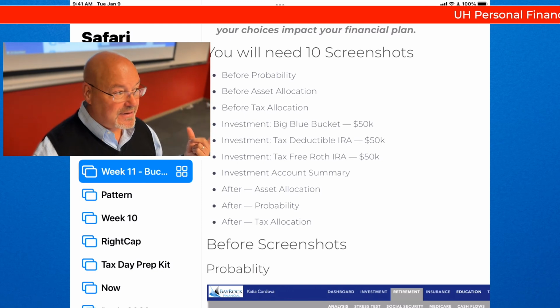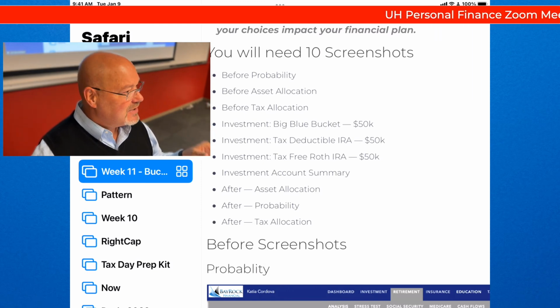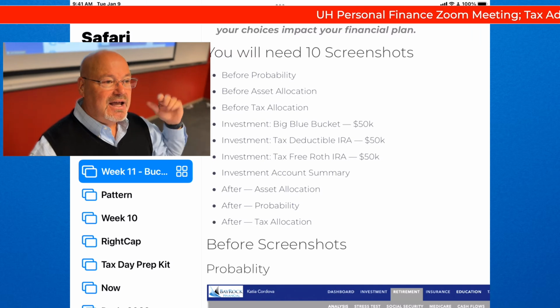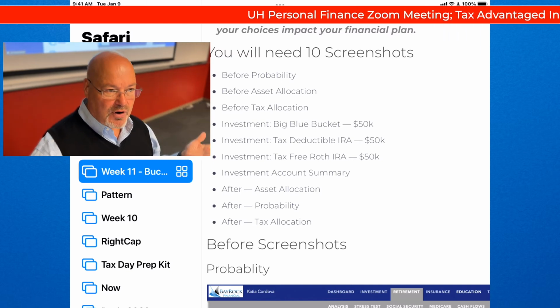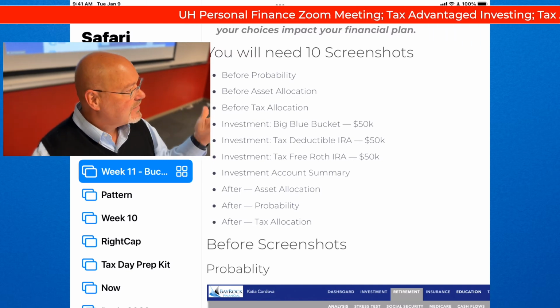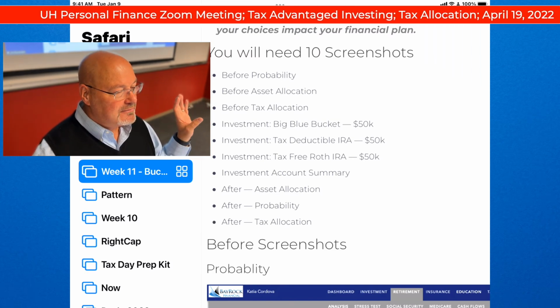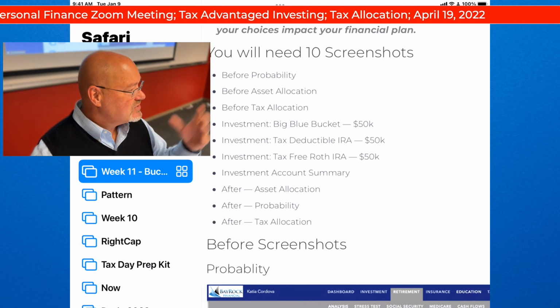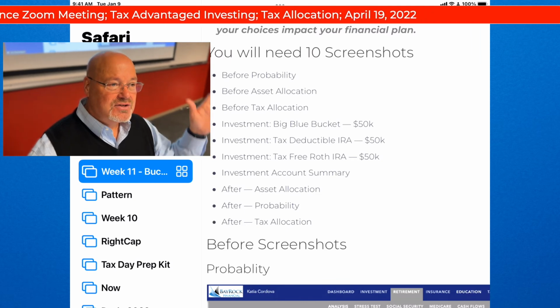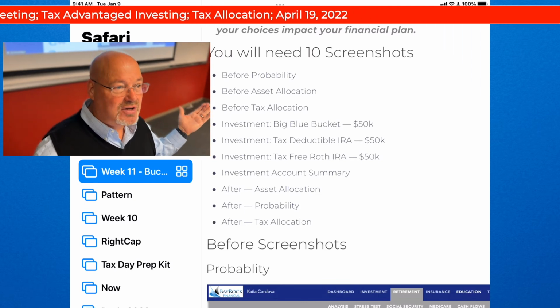Well, this week, you're going to do the same thing for an IRA and for a Roth IRA. So that's part of the assignment, is for you to go into your plan and create an account for a Roth IRA and create an account for an IRA. And that way, when you set up your plan, one of the things you're going to see is your tax allocation.